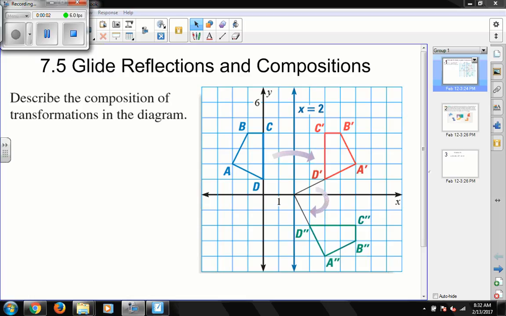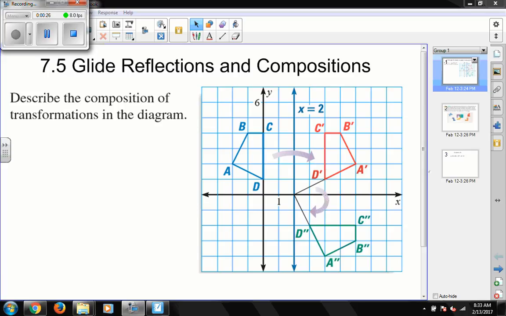All right, we want to go ahead and keep working with our glide reflections and compositions. This will be the second day of 7.5. What we're going to move into now is describing compositions, given that we can follow the points and see what happens on the graph.